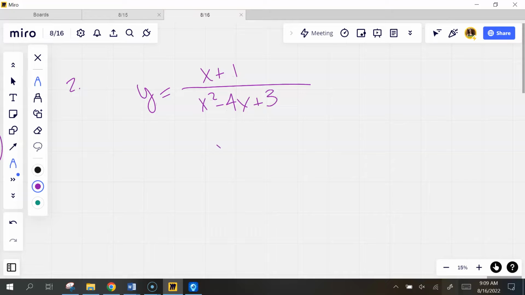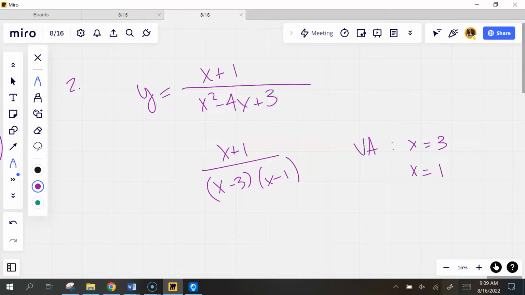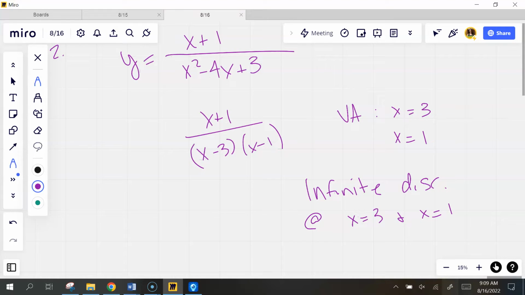Bottom. So let's see. If I factor that bottom, x minus 3, x minus 1, I know I have vertical asymptotes where? At x equals 1 and x equals 3. Those are my discontinuities. They're infinite, right? I have 2 infinite discontinuities at x equals 3 and x equals 1. And that's all they asked me, right? Yeah.